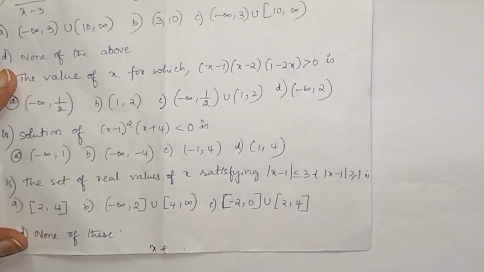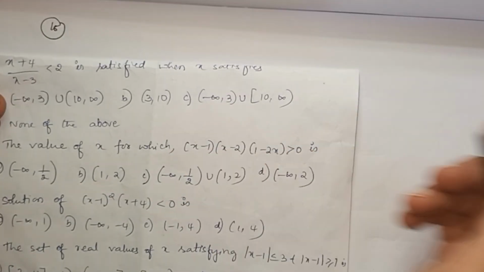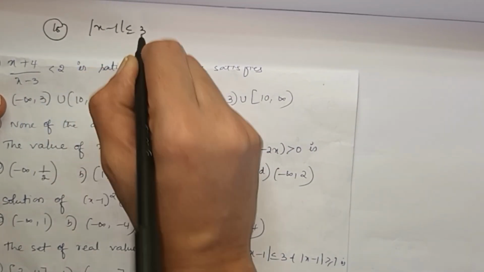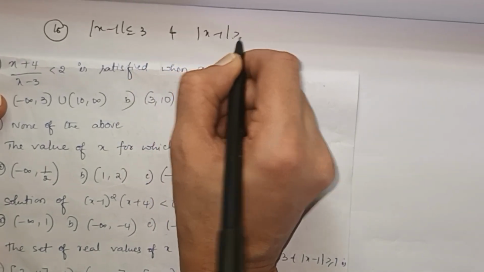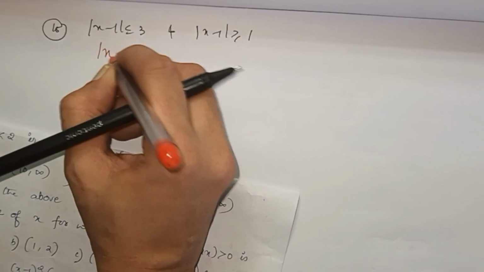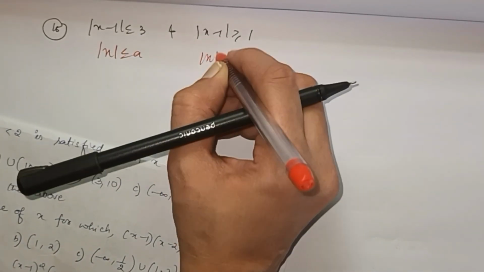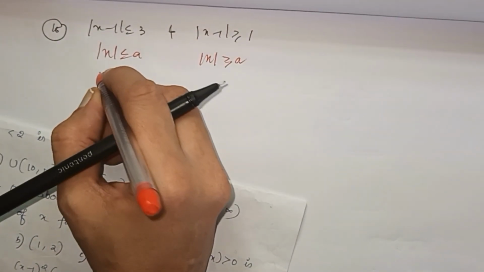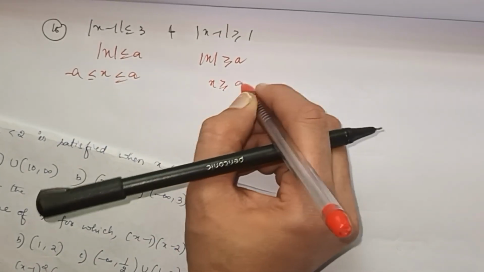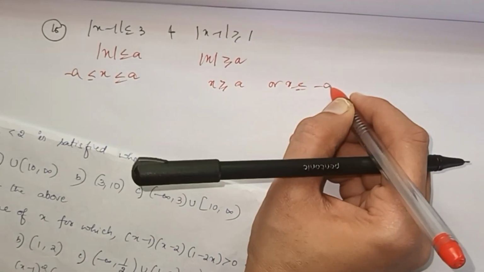Now see the last, 15th question. The 15th question says the value of x satisfying mod (x minus 1) less than or equal to 3 and mod (x minus 1) greater than or equal to 1. So we have to make use of the inequalities. Mod x less than or equal to a, mod x greater than or equal to a. Here it is x between minus a to plus a. x greater than or equal to a, or x less than or equal to minus a.